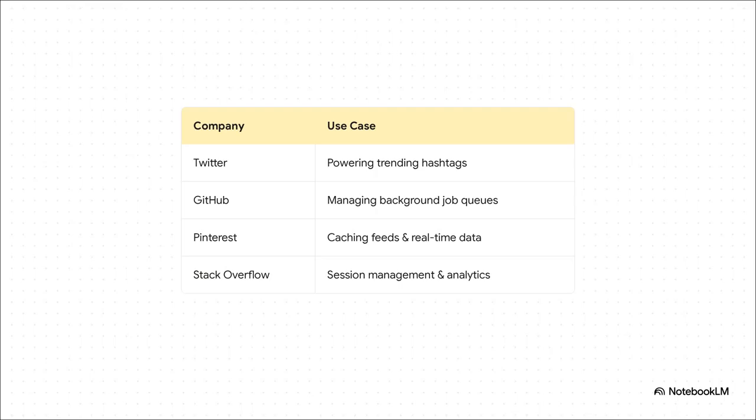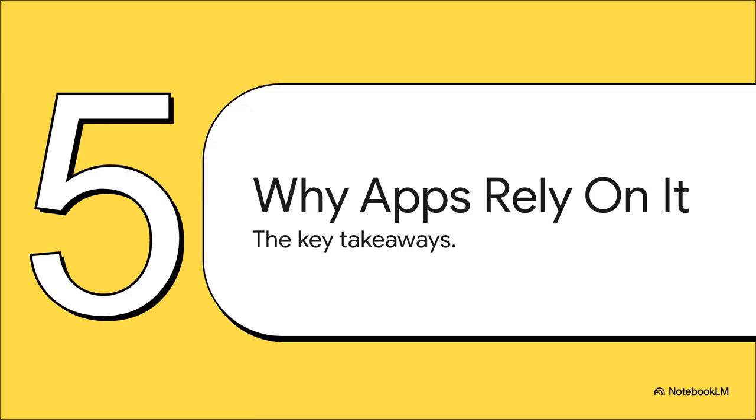Now I want to be clear, this isn't some obscure little tool. This thing is a cornerstone of the modern internet. We're talking about huge players. Twitter relies on Redis to power those trending hashtags that have to update in the blink of an eye. GitHub uses it to manage a massive queue of background jobs. Pinterest, Stack Overflow, they're all using it to cache data and manage sessions to make sure their platforms feel snappy and responsive.